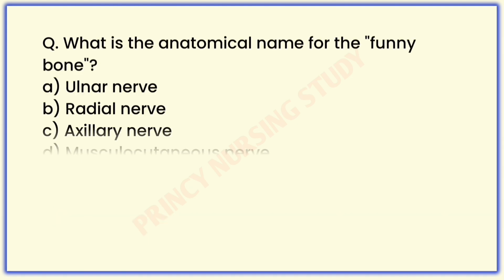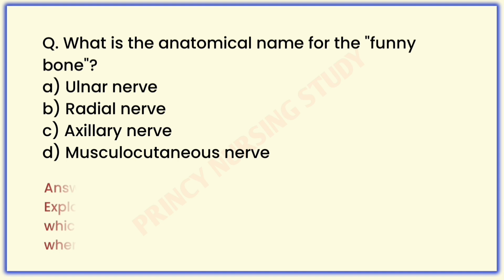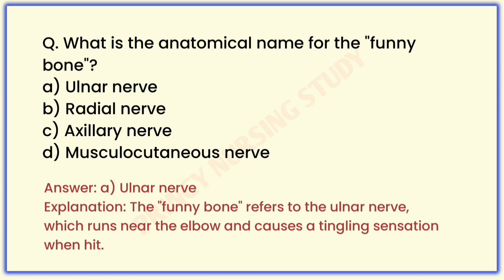Next question. What is the anatomical name for the funny bone? Correct answer is A. Ulnar nerve. The funny bone refers to the ulnar nerve, which runs near the elbow and causes a tingling sensation when hit.